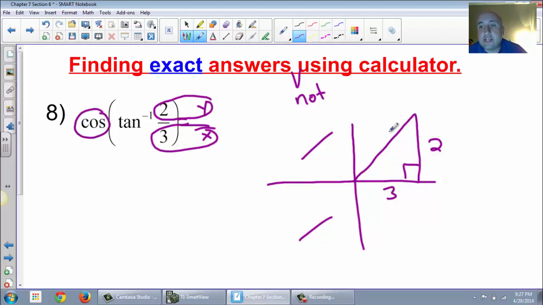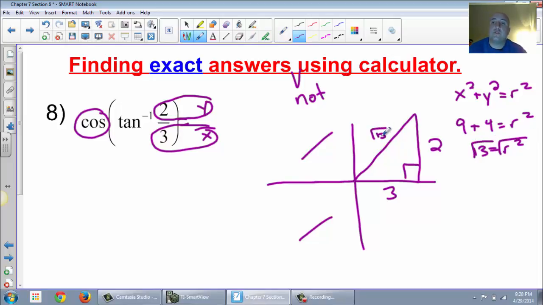So basically, we need to find the radius here. So we're going to use x squared plus y squared equals r squared. X squared is 3 squared, so 9, plus y squared is 4, equals r squared. 9 plus 4 is 13. So hopefully you can see that r is square root of 13. Remember, our theta is the angle nearest the origin. So what does it want? It wants cosine of theta.